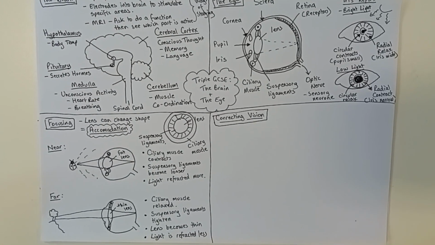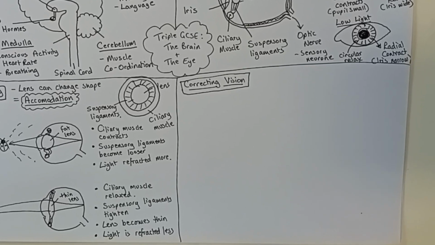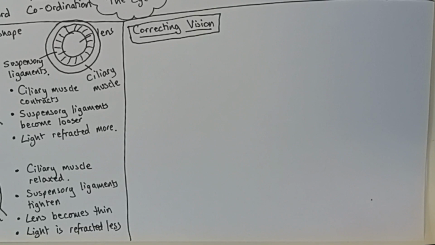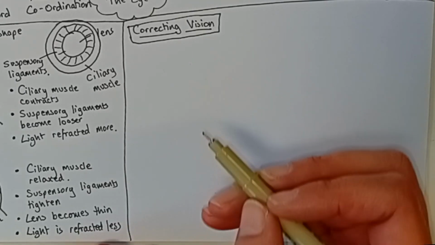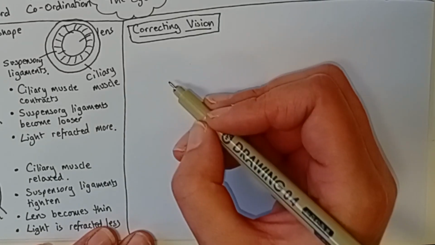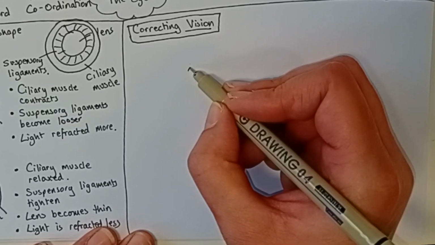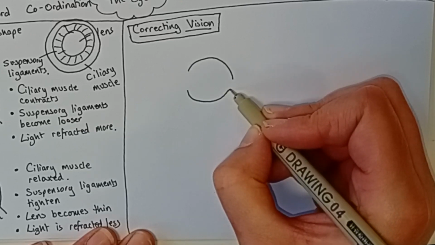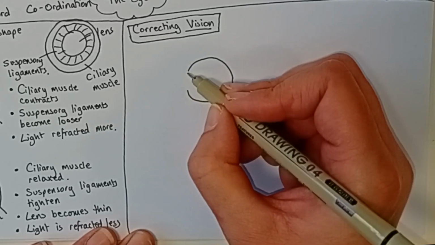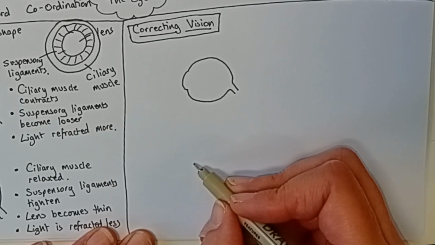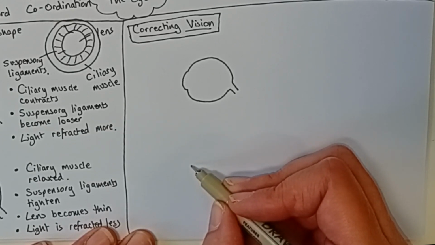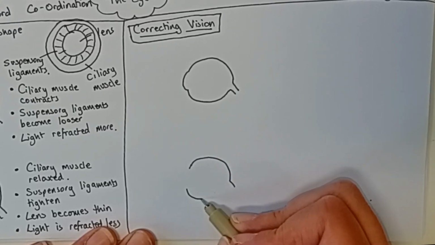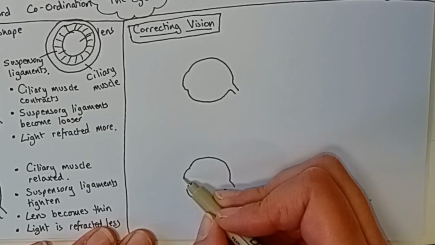Last one then, we're going to think now about correcting vision. And we're going to think about being long-sighted and short-sighted. So again, we need to draw two eyeballs. We're going to draw them slightly smaller, sorry, not shorter. I'm going to draw mine here. So there's one eyeball, and we're going to draw another one. There.